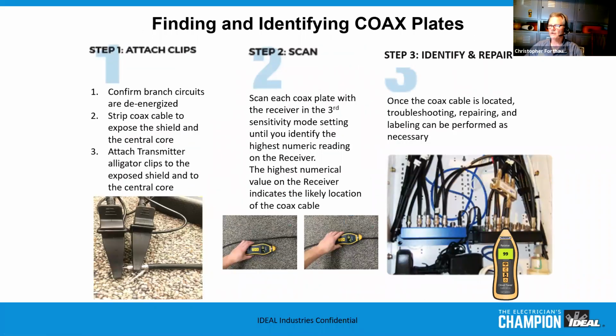COAX works the same way. If you have a COAX you're trying to find or identify and you're down in a box, if you can strip back a little bit of that insulation and clamp onto the center copper core, and then get onto the shielding on the other side, you actually create the signal running through there, and you can trace the COAX that way. And when you get down into the actual box where everything's coming together, the particular COAX that has the highest reading is the one you're looking for.